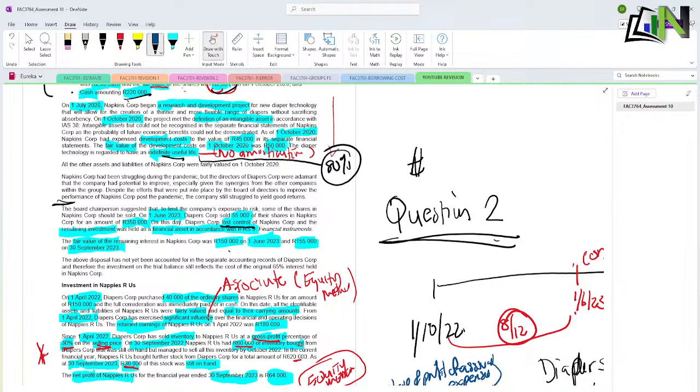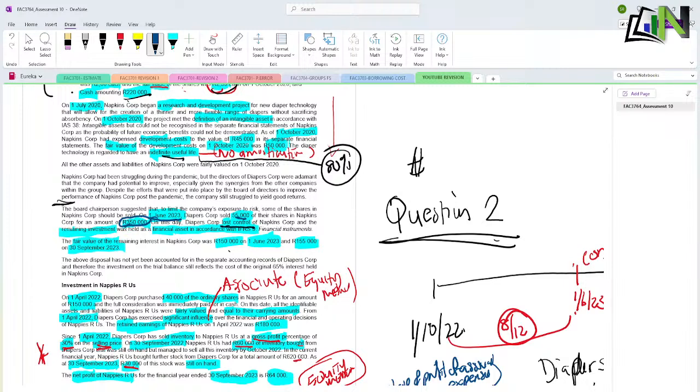Anyways, it's back again. Okay, 1 June 2023, Diapers Corp sold 55,000 of their shares in Napkins Corp for an amount of 350. So that's the amount we're talking about, the 350. On this day, Diapers Corp lost control of the Napkins Corp, and the remaining investment was held as financial assets in accordance with IFRS 9 financial instruments. The fair value of the remaining interest is 150.